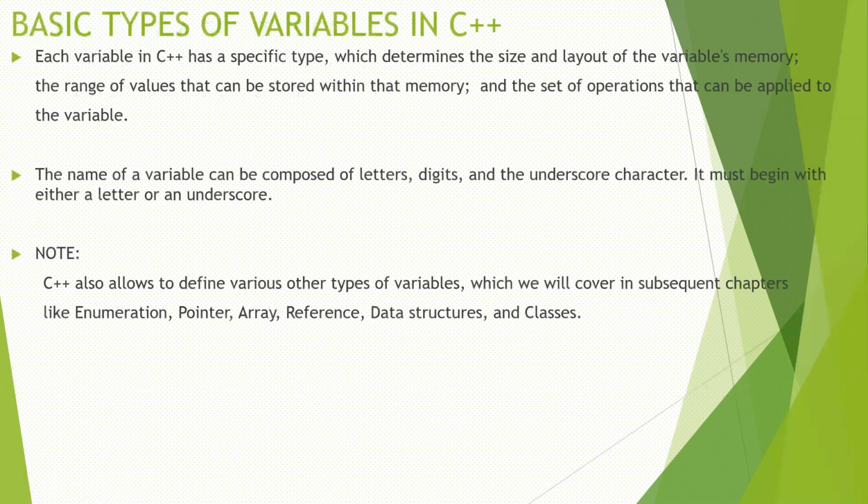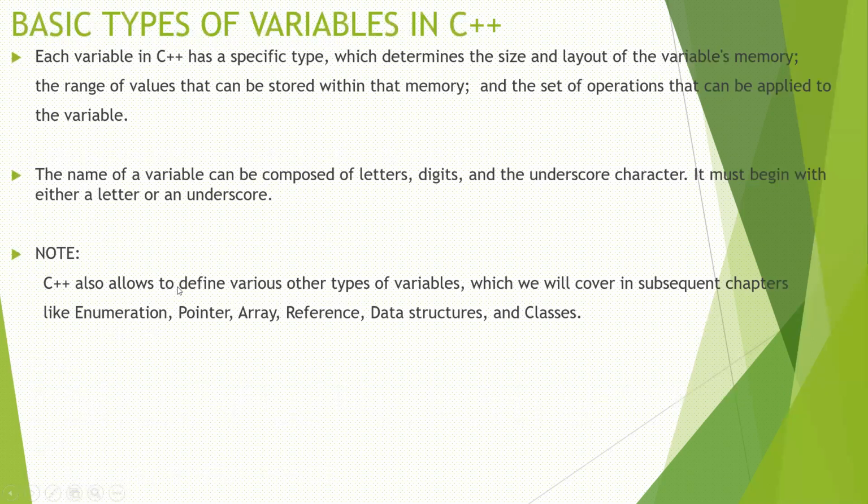Next one, Karthik. Now, a very simple thing. Basic types of variables I have already discussed. Each variable in C++ has a specific type, which determines the size and layout of the variable's memory, the range of values that can be stored within that memory, and the set of operations that can be applied to the variable. Very simple. The name of a variable can be composed of letters and digits. The same rule I discussed for identifiers, Karthik. As I told you, an identifier is the name of a variable, a function, an array, a string, etc. The same rule is applied for naming variables and functions. Nothing extra here.